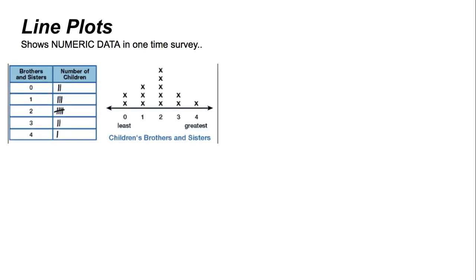So here's our first example. In this graph, we were asking children how many brothers and sisters they have. Notice the horizontal axis is now numeric: 0, 1, 2, 3, and 4. It looks like a number line, and each X represents one student. So I can see the most frequent number of siblings is 2. Most kids in class have 2 brothers or sisters. Only 2 students have no brothers or sisters, and only 1 has 4. So it's showing numeric data on that horizontal axis.